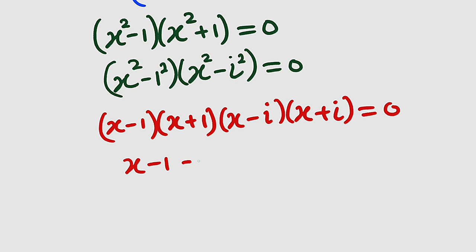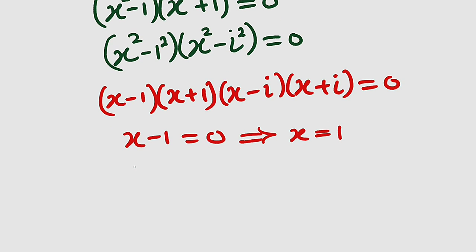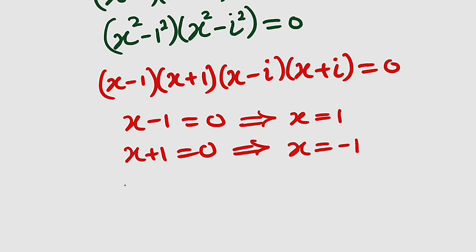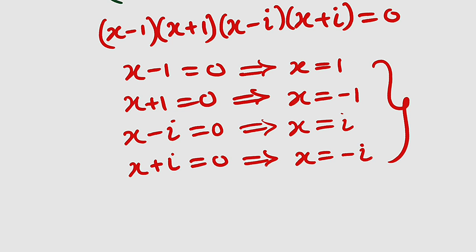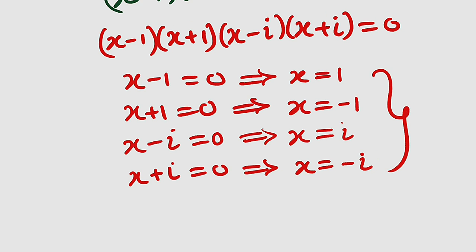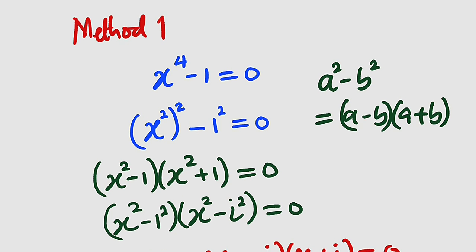The first one, x minus 1 equal to 0. It implies x must be equal to 1. This is our first solution. Second one, x plus 1 equals 0, which implies x has to be negative 1. Third solution, x minus i equals 0, which implies that x has to be positive i. The last one, x plus i equals 0, which implies that x has to be negative i. So we have 4 solutions. x could be plus or minus 1 or plus or minus i, and you can test them in the main equation to see whether they satisfy it or not.